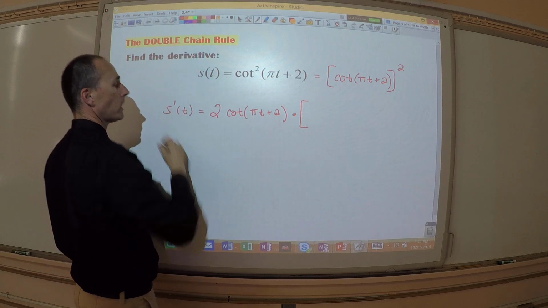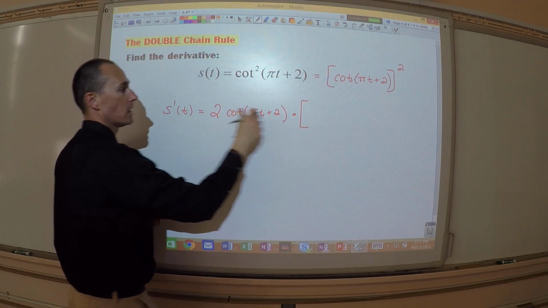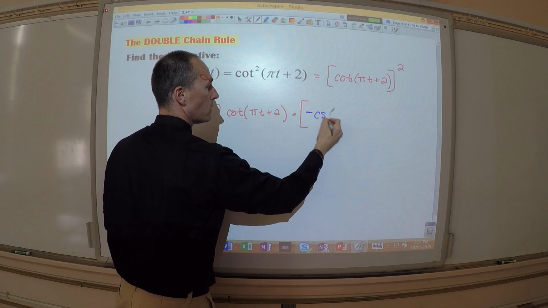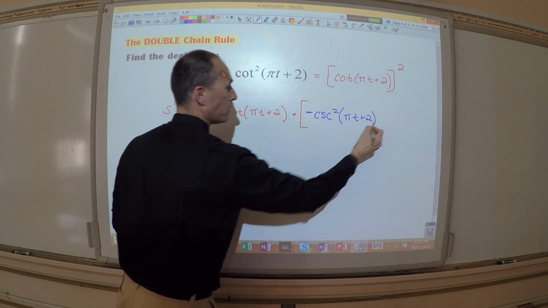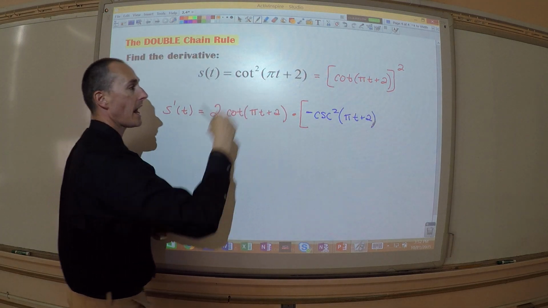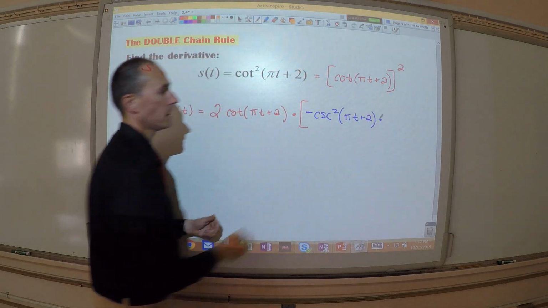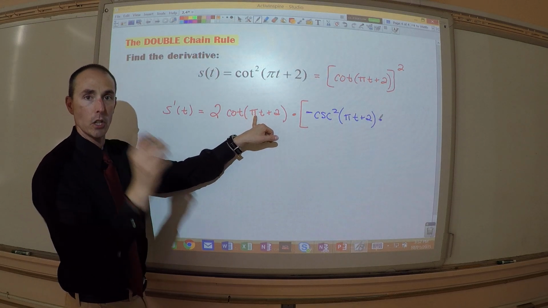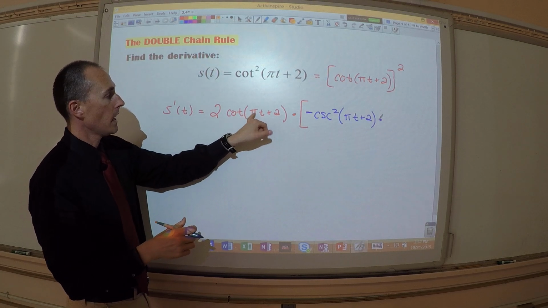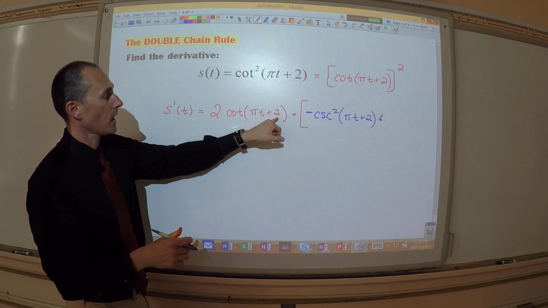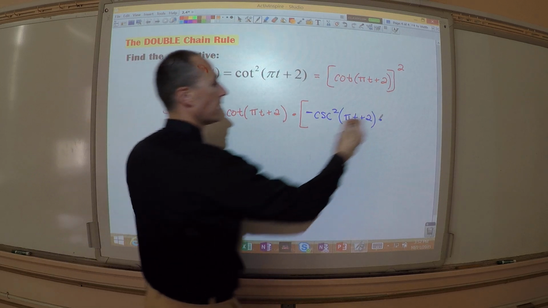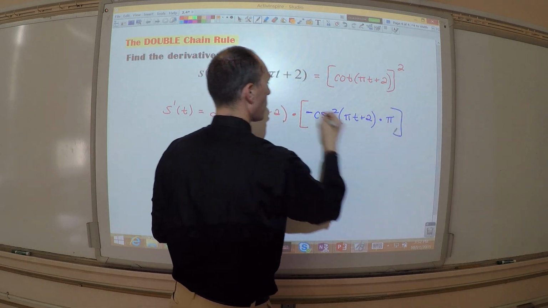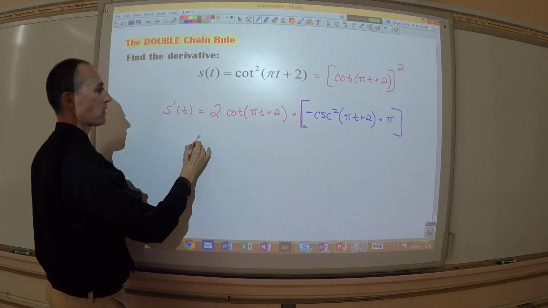So the way that's going to look, the derivative of cotangent, which is negative cosecant squared, but it's still of pi t plus 2. But then that has to be multiplied, finally, by the derivative of that innermost function, pi t plus 2. And that's just a number times t, right? Plus a constant. Constant goes away. That derivative is just pi. So that's a lot going on right there. So what would we see maybe as our final answer?